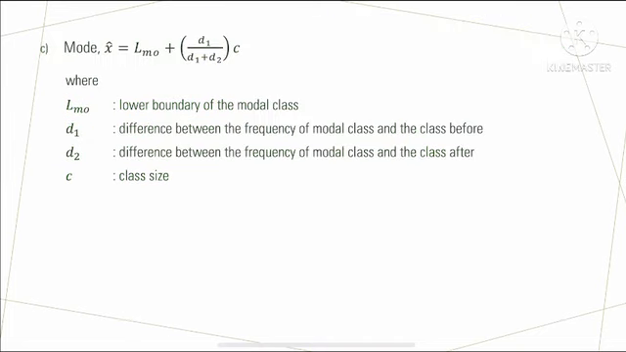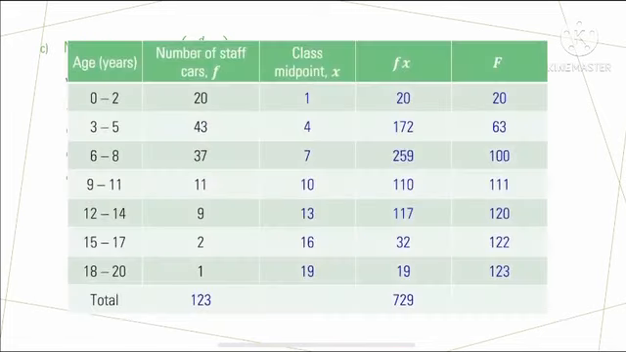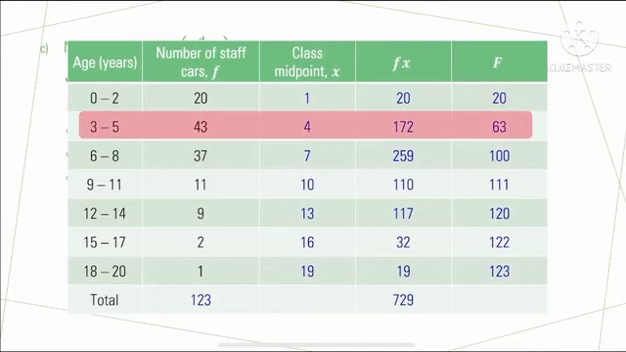The formula of mode for grouped data is given as this, where L sub MO means the lower boundary of the modal class. D sub 1 is the difference between the frequency of the modal class and the class before. D sub 2 is the difference between the frequency of the modal class and the class after. C is the class size. To find the mode, we must determine the modal class first, which means the class with the highest frequency.